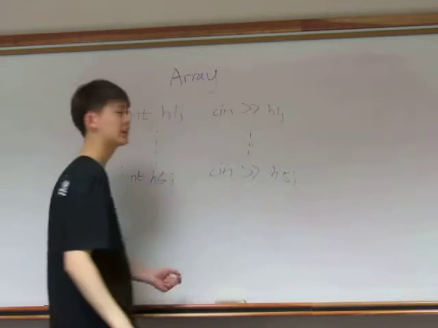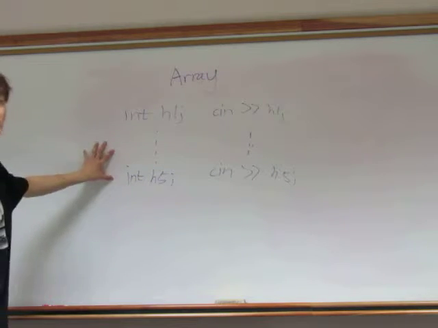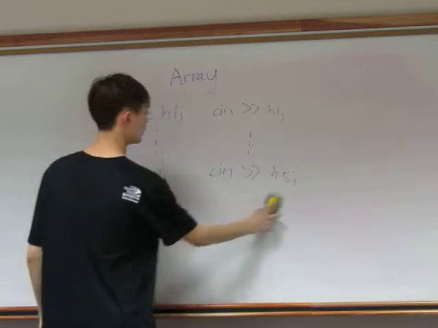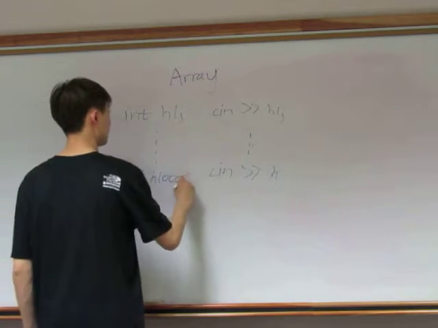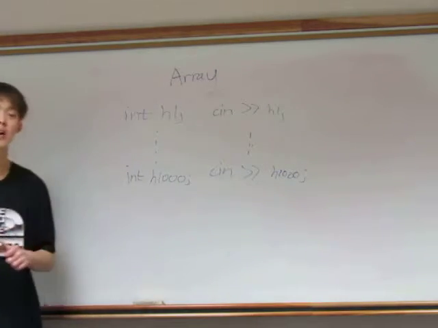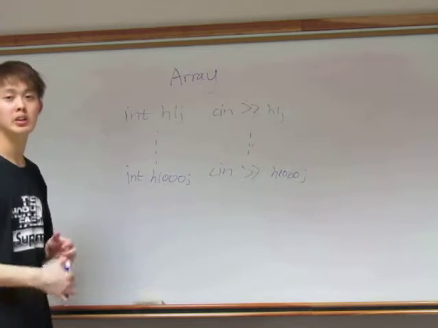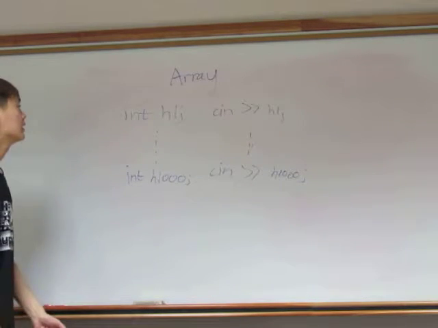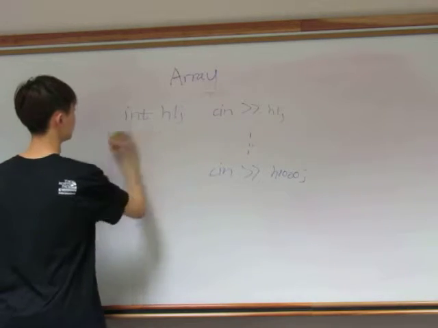This is not really a massive code, but now think about if you want to store the heights of 1,000 people. This 5 here will instead be 1,000. So it will become h1000, h1000 here. So you would have thousands of lines of code here, and it is obviously not so efficient. The solution to this is to use an array to store these integers.